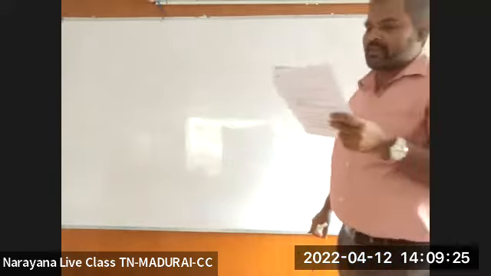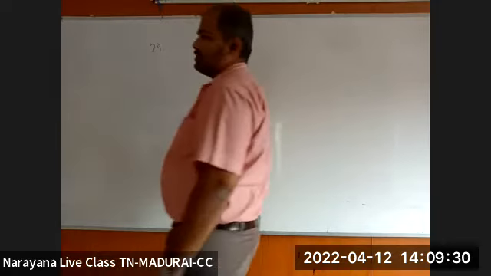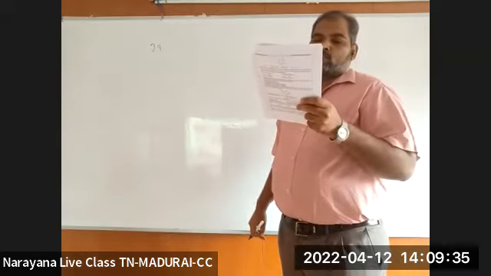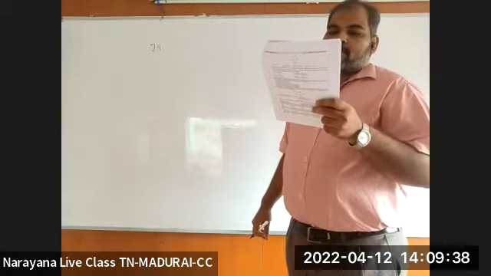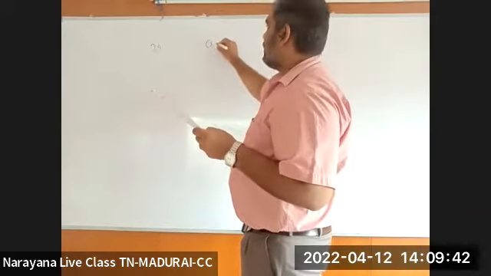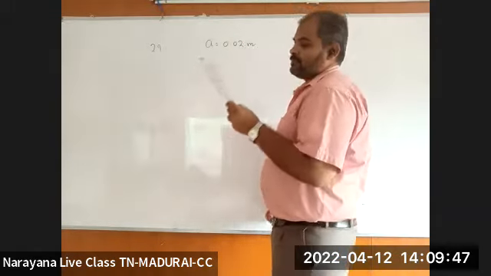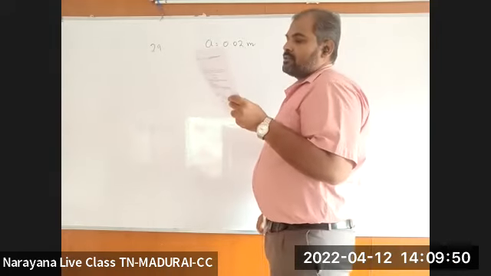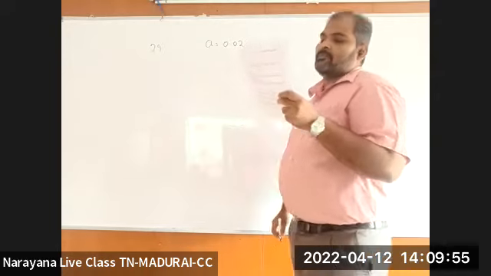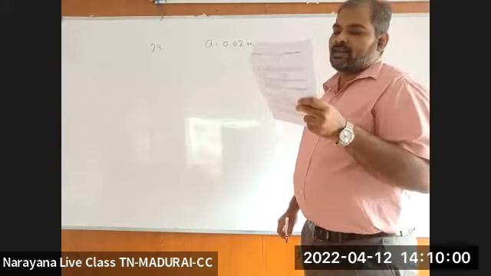Question number 29, students. A coil in the shape of an equilateral triangle of side length 0.02 meter is suspended from the vertex such that it is hanging in a vertical plane between the pole pieces of a permanent magnet, producing a uniform magnetic field.